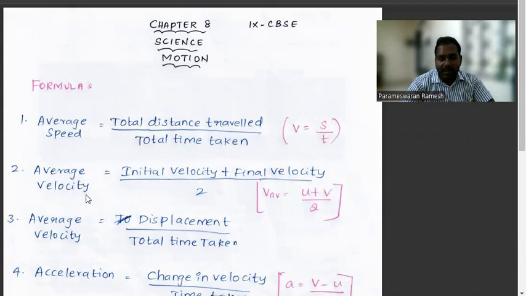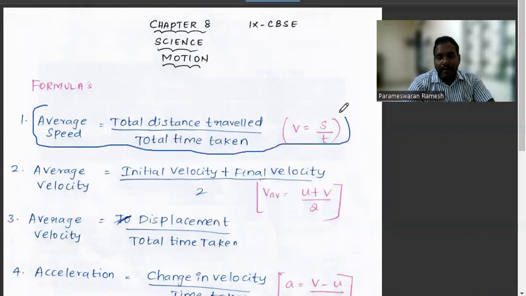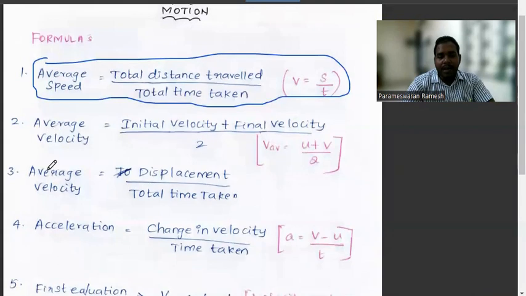Coming to the average velocity, it is initial velocity plus final velocity divided by 2, written as v_av = (u + v)/2. The average velocity can also be written as displacement divided by total time taken. So these are the two formulas you are going to memorize. Average speed is equal to total distance traveled divided by total time taken, and average velocity is equal to displacement divided by total time taken.